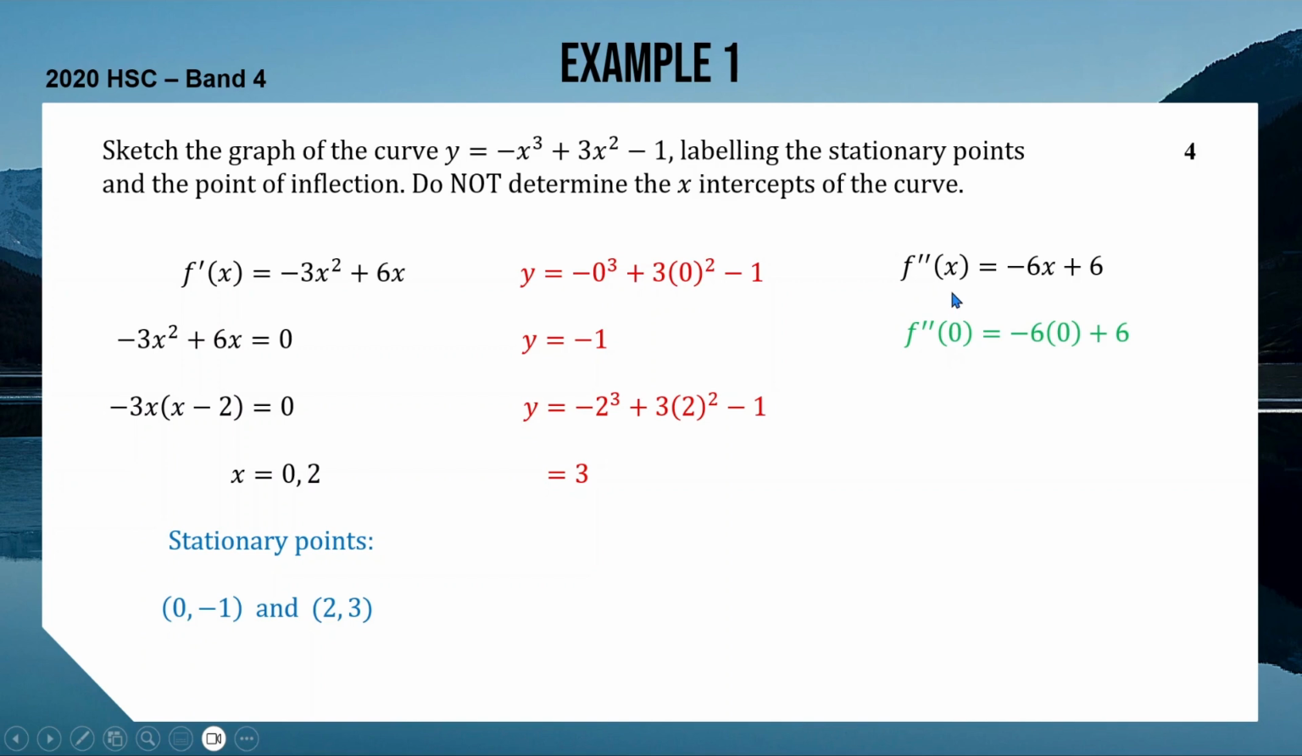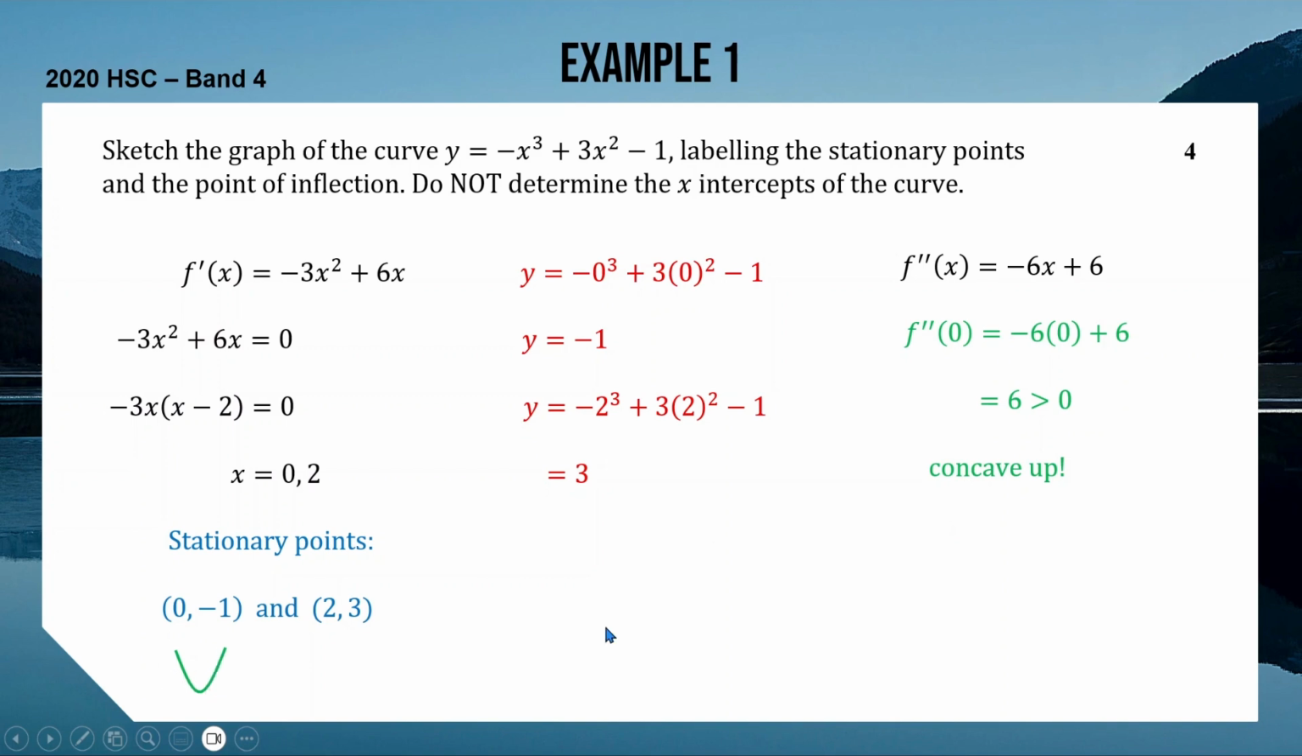When I sub 0 into the second derivative, I get negative 6 times 0 plus 6. This gives me a value of 6, which is, very importantly, a positive number. A positive number implies that it's going to look like a smiley face, which means it's concave up, which means the turning point is going to be a minimum turning point, which looks like this. So we say, therefore, minimum turning point, and I just draw this little picture here to help me later on.